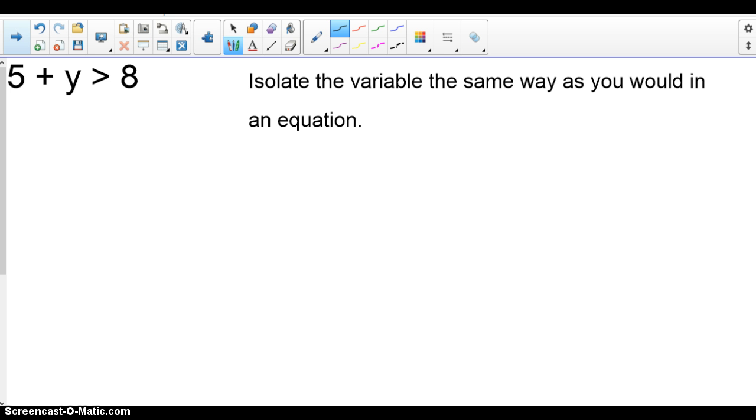to some inequalities. We've got an inequality here of 5 plus y is greater than 8. The difference between an equation and an inequality is simply the sign right here, that greater than sign. Instead of it saying equal to, it says greater than. So that's the main difference between an inequality sign and an equal sign. So we're going to be taking a look at just solving inequalities, but in the same form that you would solve an equation. So we've got 5 plus y is greater than 8.